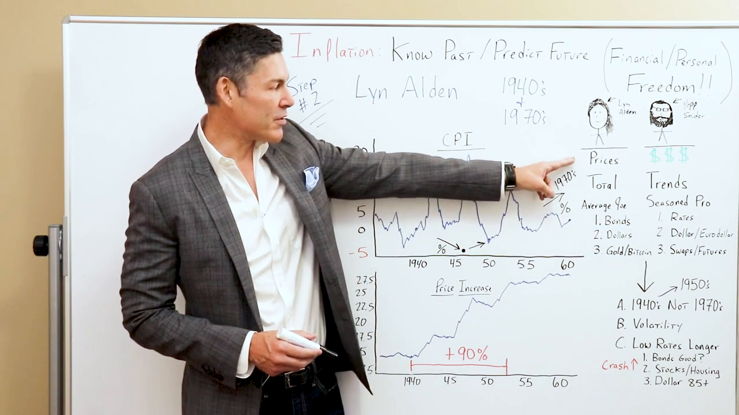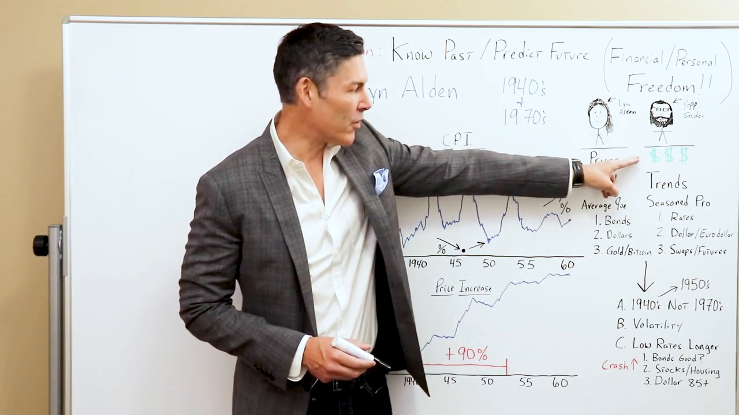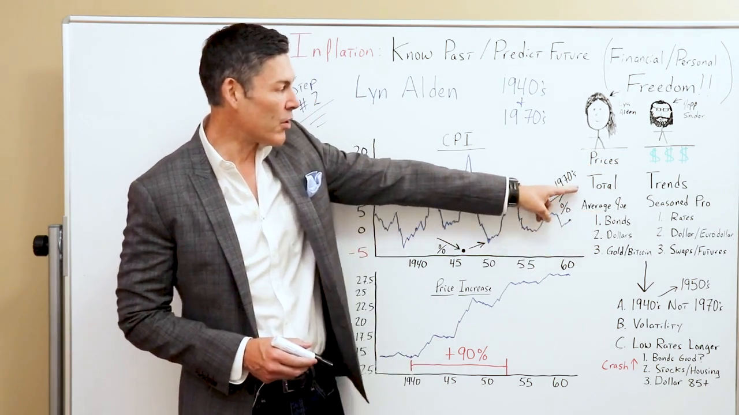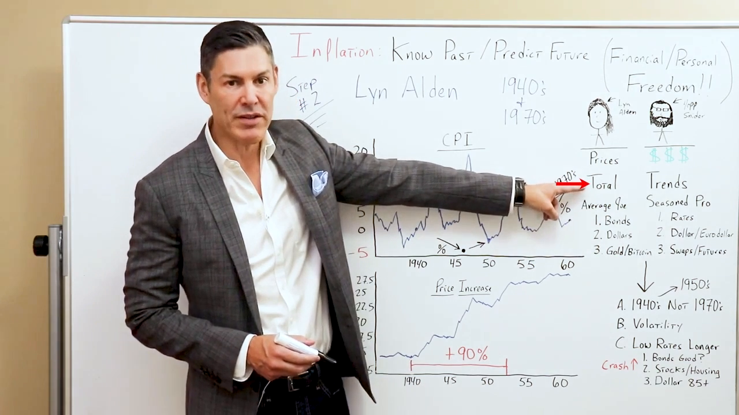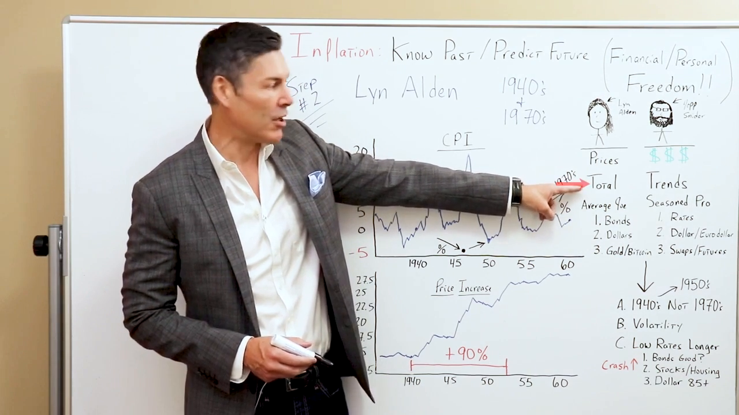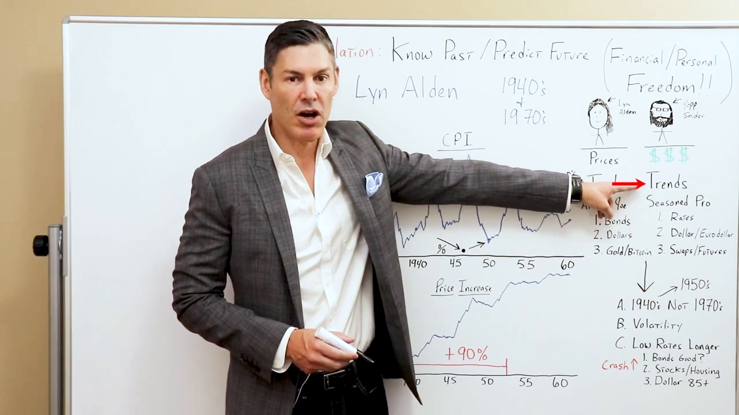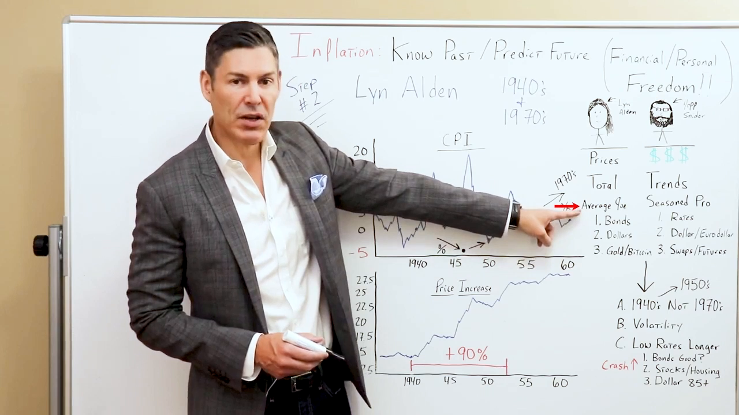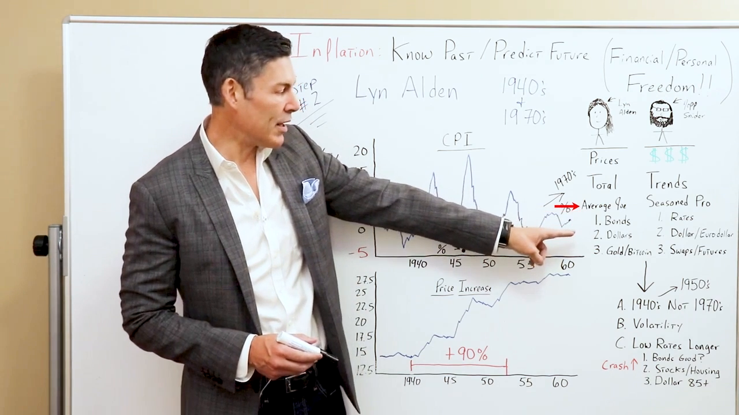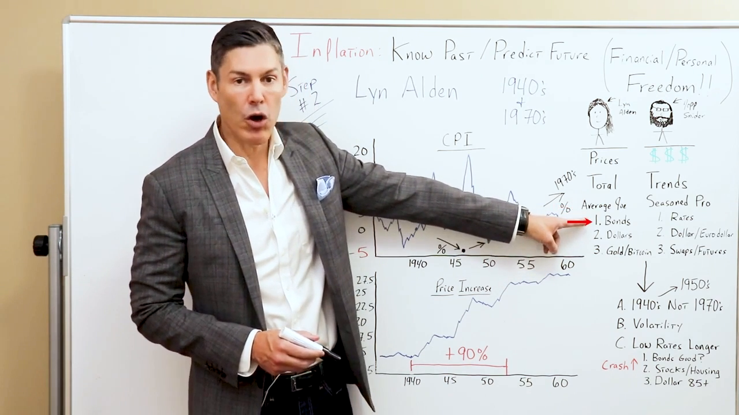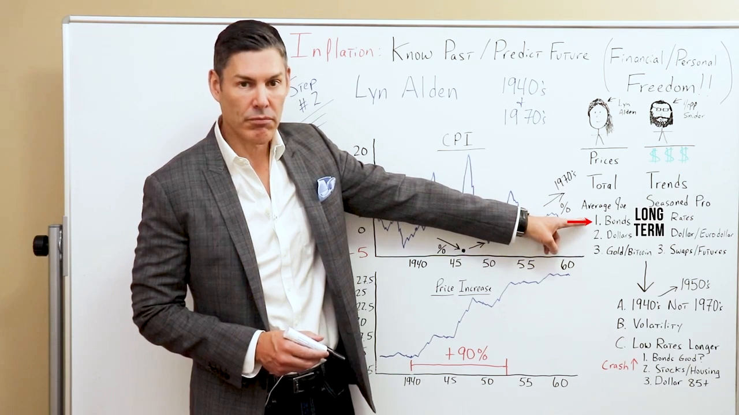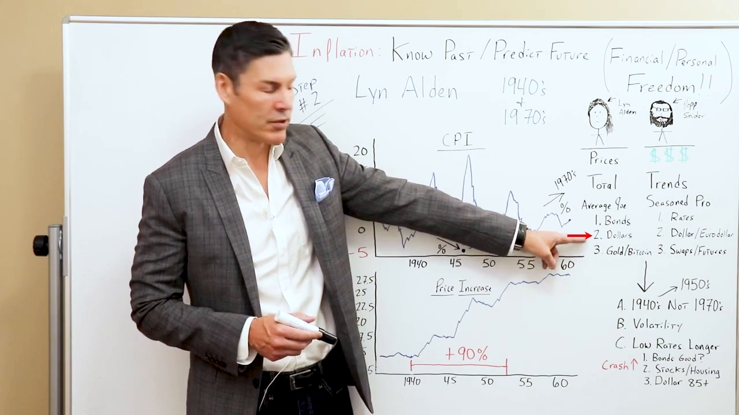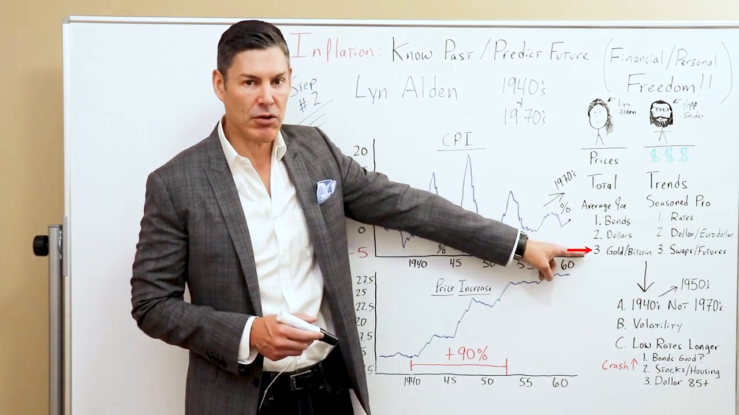So Lynn focuses on prices, where Jeff focuses on the quantity of money or dollars. Lynn focuses on the totals. What is happening with the prices in totality, where Jeff really focuses on the trends, what's going to be happening in the future. And then more specifically for the average Joe, Lynn likes to focus on if you own bonds long term. What's going to happen to the purchasing power of that bond? Or if you're holding dollars, or if you're holding gold and Bitcoin.